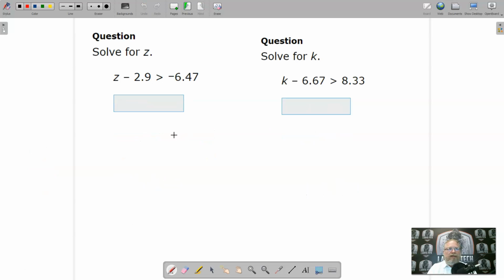Our final two questions, and of course, decimals, right? So let's go ahead and deal with those. Z minus 2.9. That's about as difficult as this gets, is that they give you decimal numbers here. So we need to add 2.9 because we have a negative 2.9. What we do to one side, we're going to do to the other, 2.9. And those will cancel each other out, leaving me with Z is greater than negative 6.47, and then we're going to add to it 2.9.